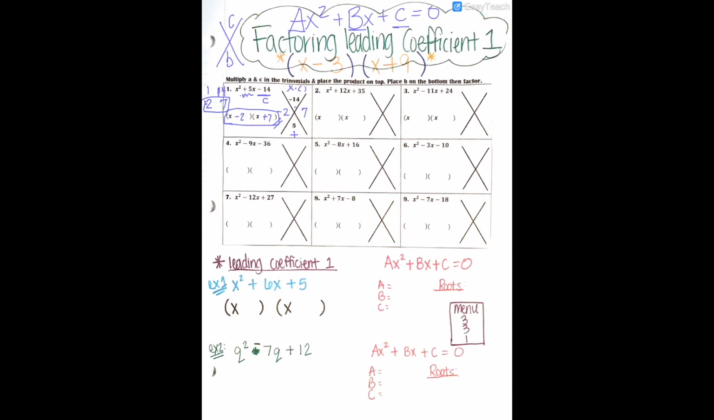We have several examples. So for number 2, we're going to go ahead and put, again, the c here at the top. That's 35. The b goes at the bottom, which is 12. And then we're going to find two numbers that when I multiply, I get 35, but when I add, I get 12. So as I go through my multiples, I find out that 7 and 5, 7 times 5 gives me 35, and then 7 plus 5 gives me 12.